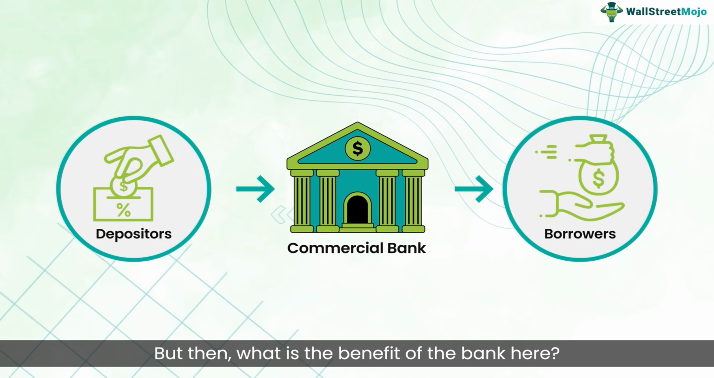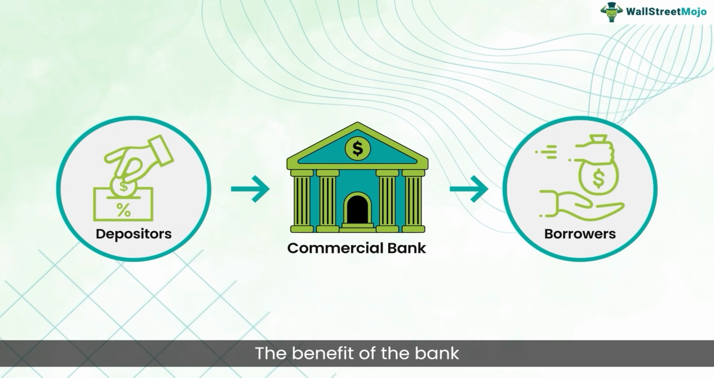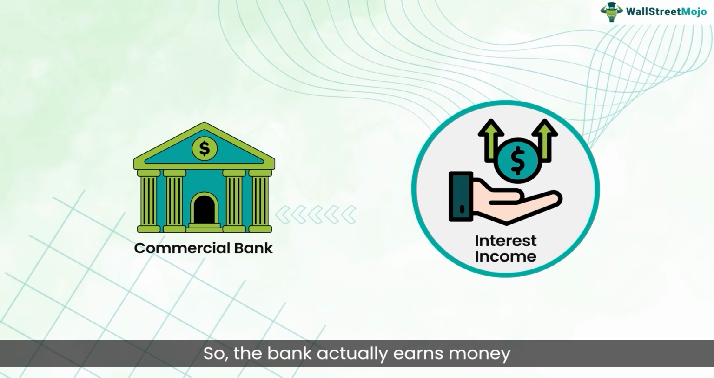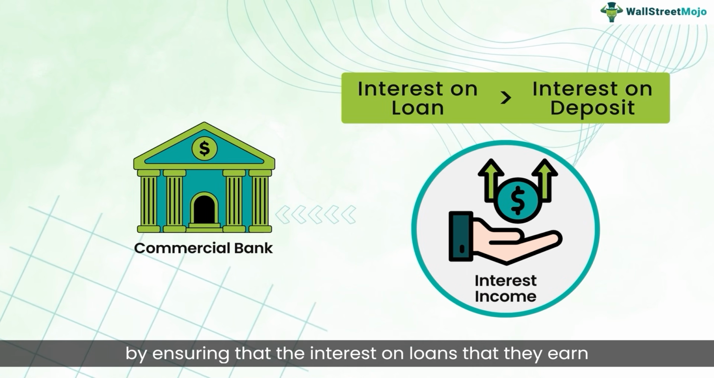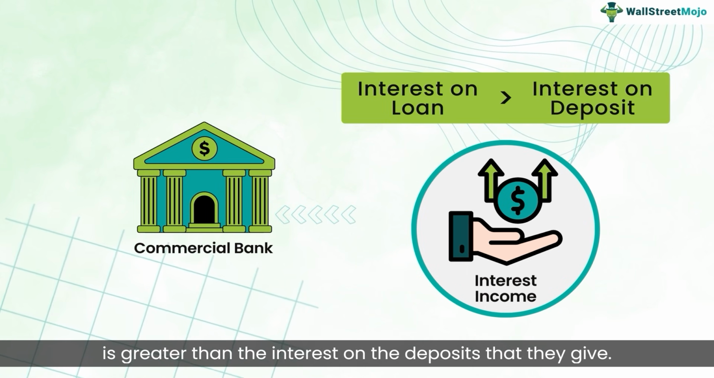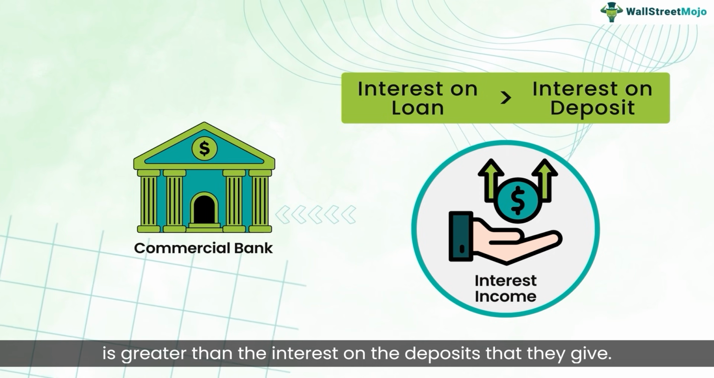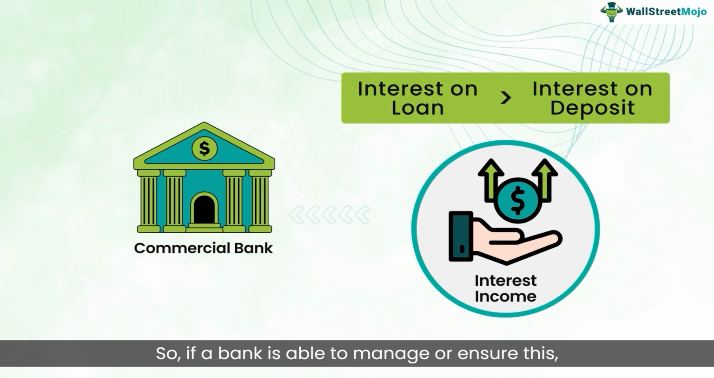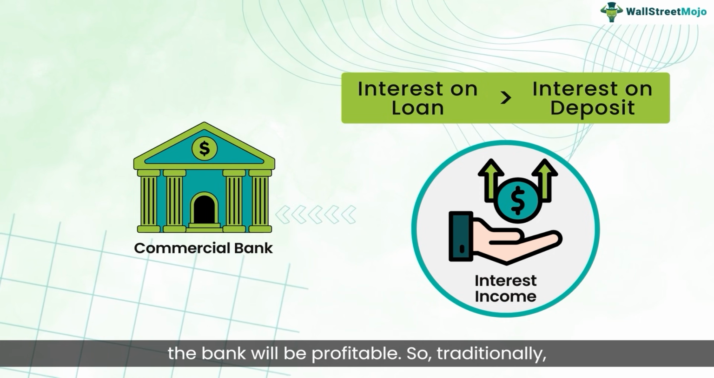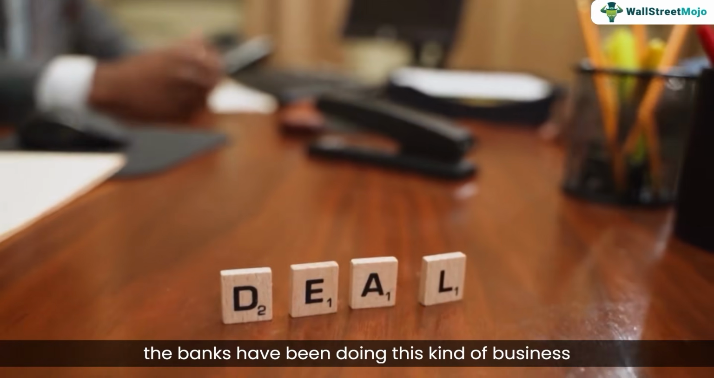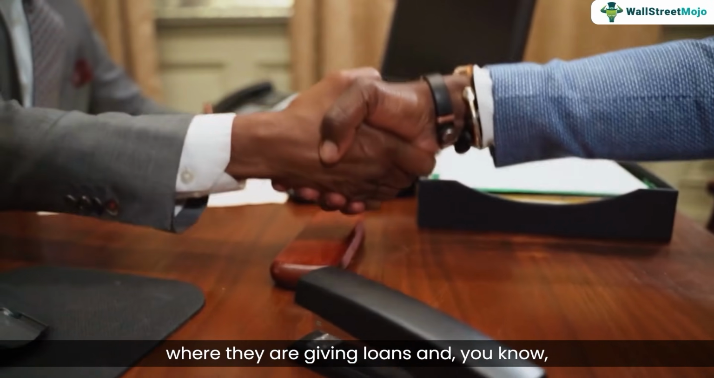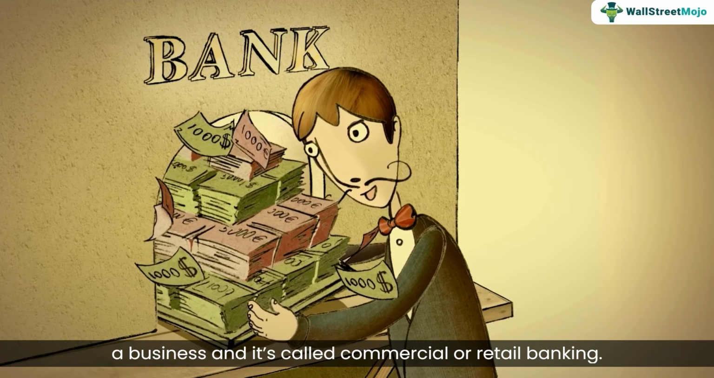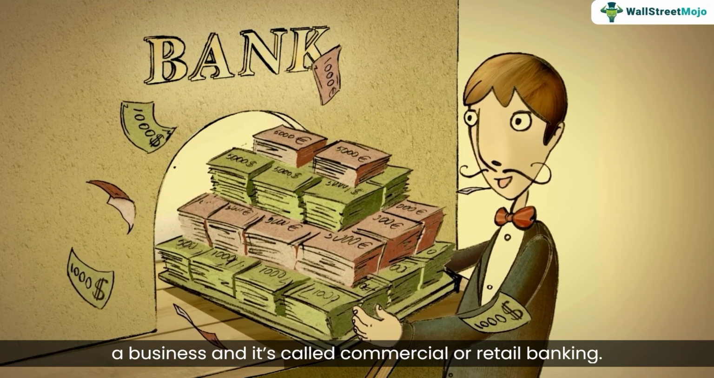But then what is the benefit for the bank here? The benefit is that they earn interest income. The banks earn money by ensuring that the interest on loans that they earn is greater than the interest on deposits that they give. The interest income should be more than the interest expense, right? If the bank is able to ensure this, the bank will be profitable. So traditionally, the bank has been doing this kind of business where they give loans, which is a low-risk kind of business, and it is called a commercial or a retail bank, right?